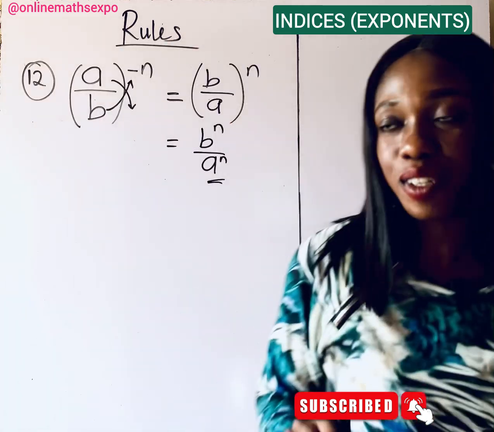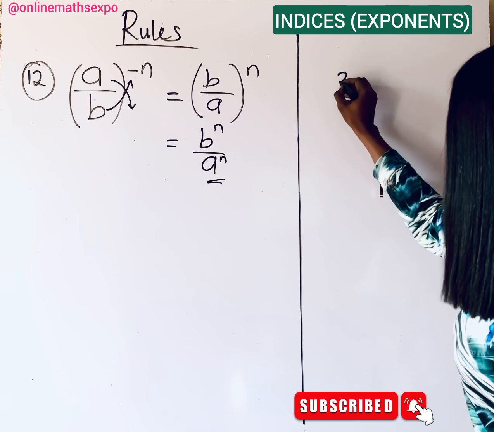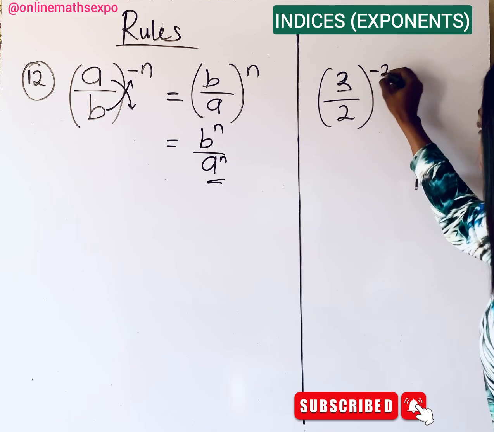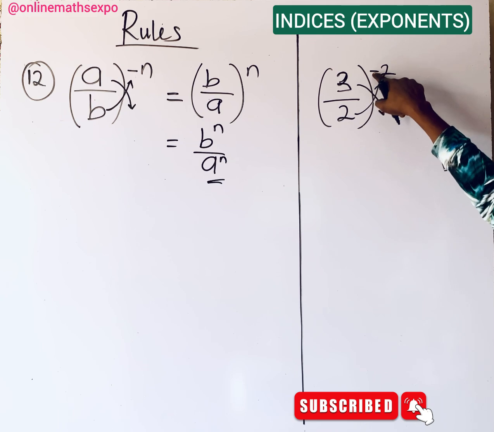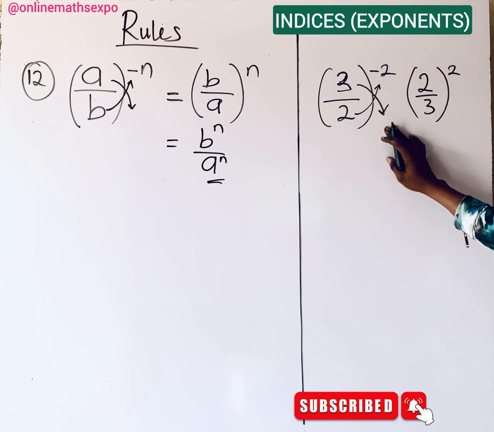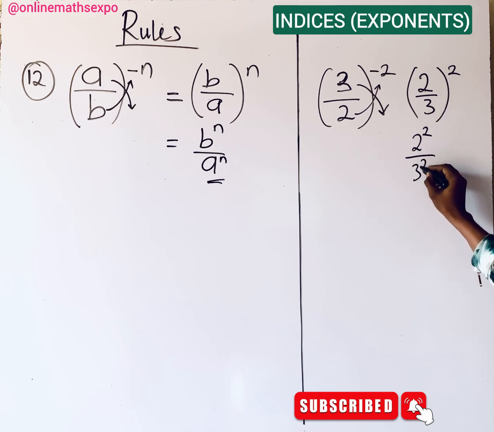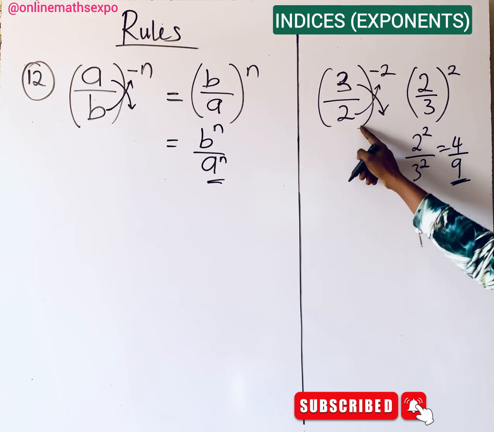Now let's take an example on that. Supposing we have 3 over 2 raised to the power of negative 2. What do you do? Just quickly reverse this to remove the negative sign. So we're going to have 2 over 3 raised to the power of 2. Did you observe anything? In that case, 2 will be raised to power 2 and 3 will be raised to power 2. So if you multiply this, it gives you 4 and this gives you 9. So this is what you get for this. I hope that one is clear.